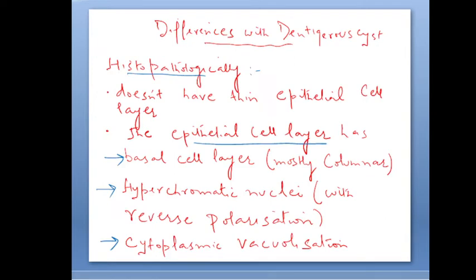Now, it differs from a dentigerous cyst mainly in histopathological aspects. It doesn't have an epithelial cell layer similar to that of a dentigerous cyst, but a distinct epithelial cell layer is seen, which consists of a columnar basal cell layer with hyperchromatic nuclei and reverse polarization, like that in solid ameloblastoma. Also, vacuoles are seen in the cytoplasm.